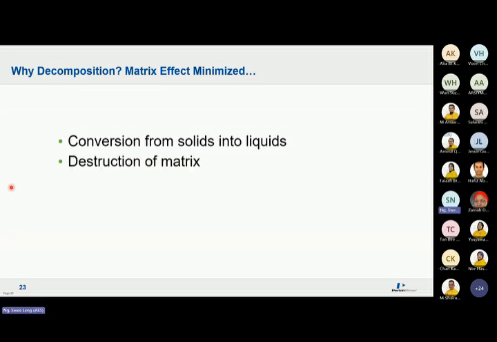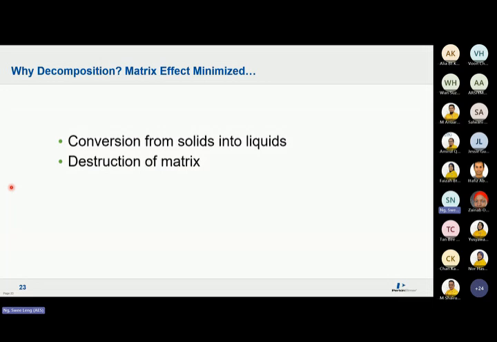So now you see, when you decompose the sample, you minimize your matrix effect. But for the whole overview, this is a slide that I use to conclude the microwave digestion. So you convert the solid to liquid. You minimize your matrix effect, you destroy your matrix. Yeah.